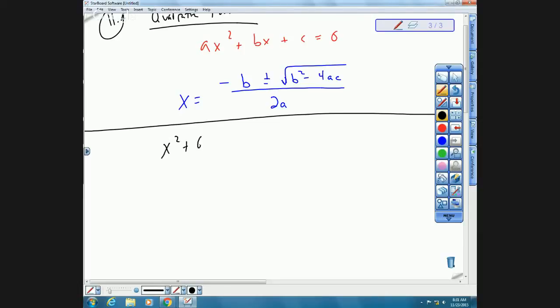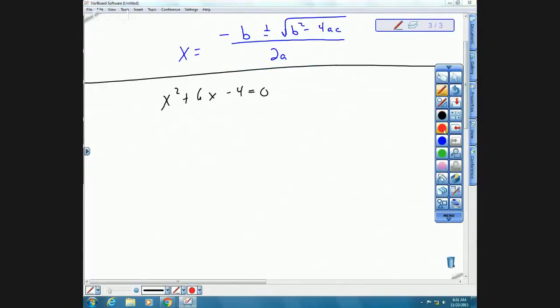If I have x squared plus 6x minus 4 equals 0. Now, again, it's always easier to factor, so you always check it. What multiplies to be 4 and adds up to be 6? There isn't anything. So here, my a is 1. A is the number in front of x squared. B is the number in front of x, which is 6. And c is the constant by itself, which is negative 4. So the first thing you got to figure out is what a, b, and c are. So the first thing you want to do is put it all equal to 0, so everything's on one side. Write down what a, b, and c are.